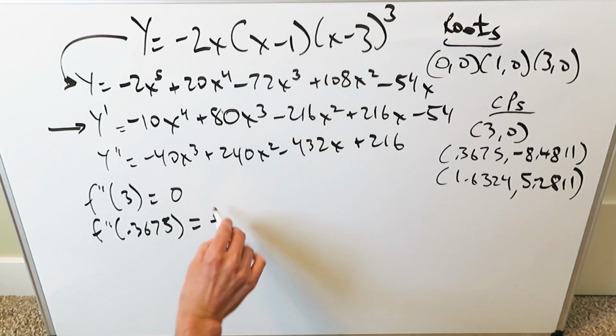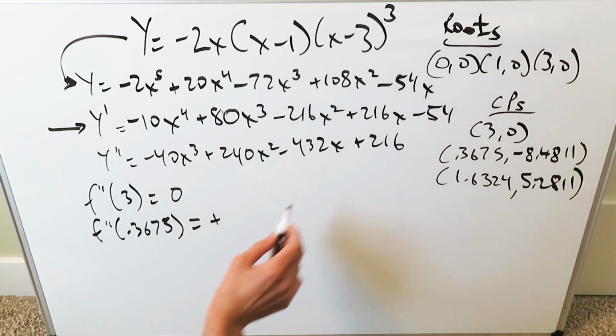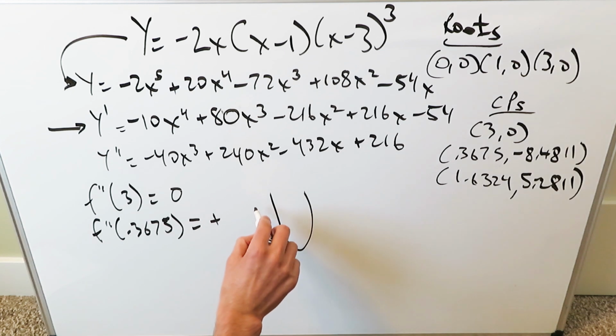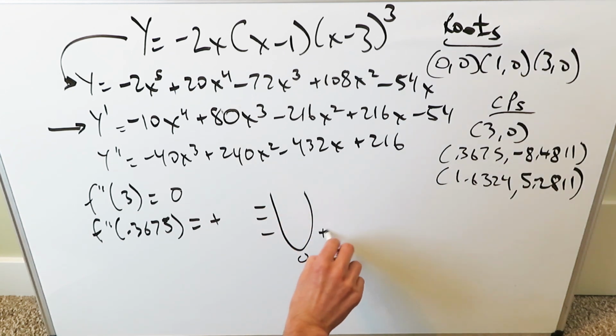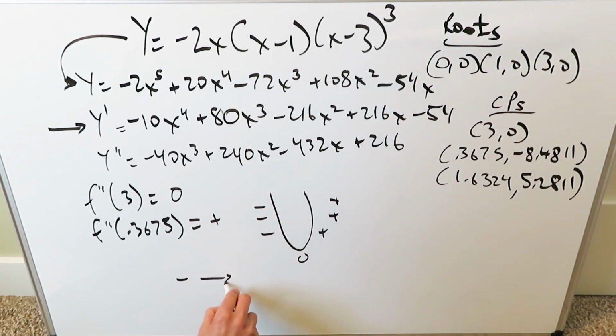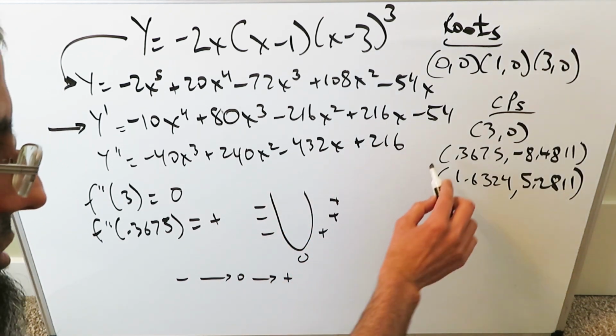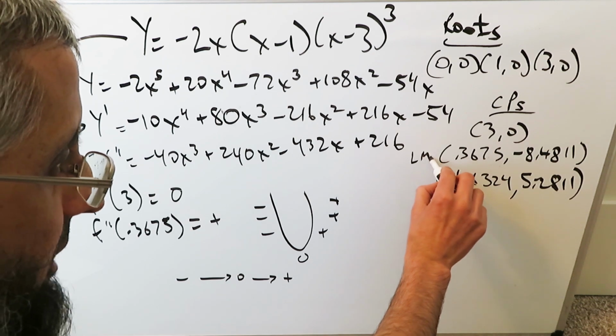You'll have an output here. In this equation you're putting it in, you'll have a positive. That means you're looking here at a local minimum, because you're going from negative tangent lines to a 0 to a positive. When you go from a minus to a 0 to a positive, you're looking here at a local minimum. It's a minimum, so you have a positive output. So we're looking here at a local minimum.